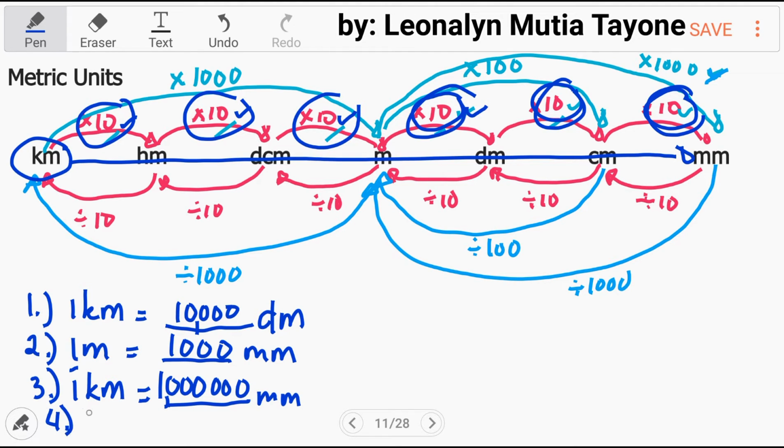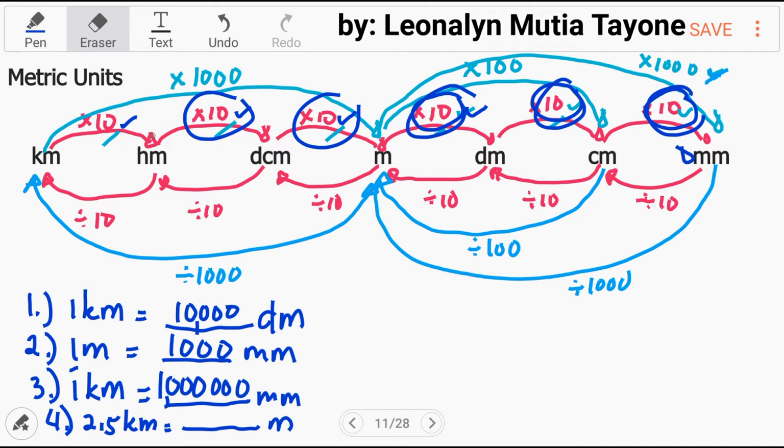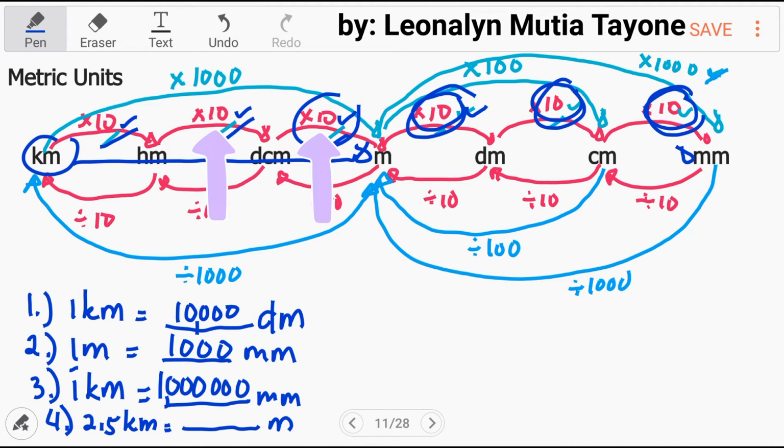Number 4. 2.5 kilometers converted to meter. So doon tayo sa kilometer to meter. 2.5 times 10 times 10 times 10, and that is equals to, balikopyahin mo na si 25, tatlong 0, tapos yung decimal na isa, and that is equals to 2,500. So 2.5 kilometers is equals to 2,500 meters. Another example.